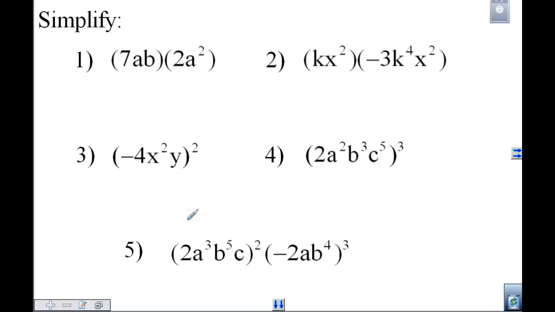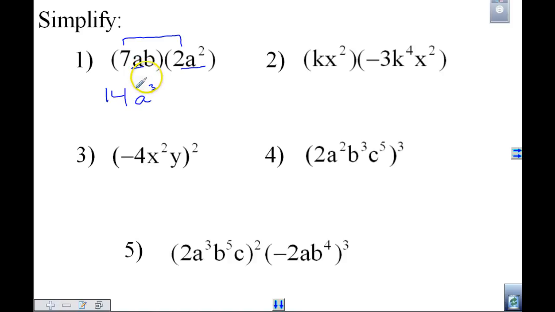And then we just combine it all together. It's good to break it up into parts, 2 numbers first, and then 1 variable at a time. So problems like these, I would expect you just to write down the answer right away. These are more simple. So I expect you just to look at 7 times 2 is 14. a times a to the second is a to the third.